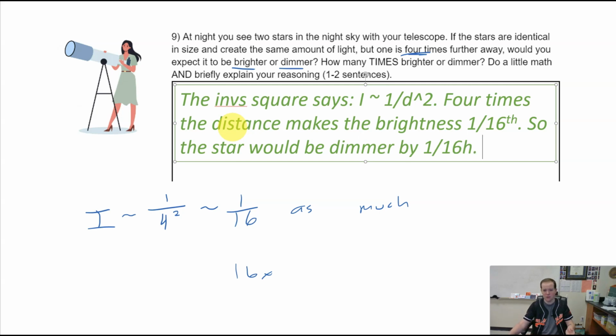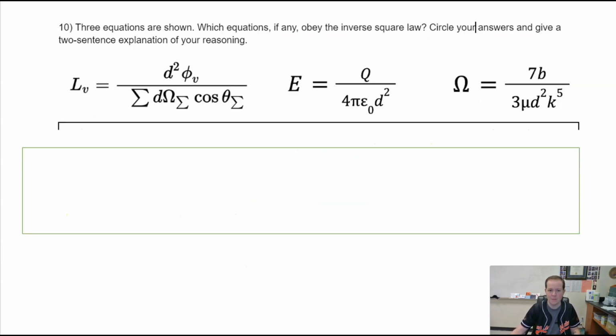Okay, nice. This one's maybe a little shorter, but you showed me that you know what the law says, this time as an equation. That's okay. I accept equations as proof. 4 times the distance makes it 1/16. You were able to use the equation, okay, and then you said it was dimmer. There's number 9. Okay, number 10, also one that's pretty quick.